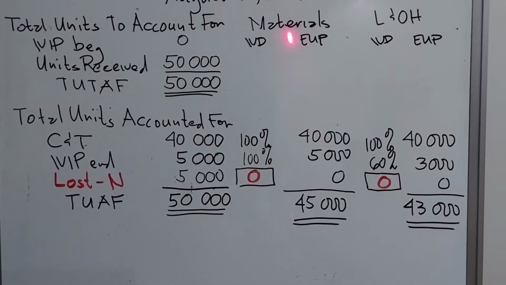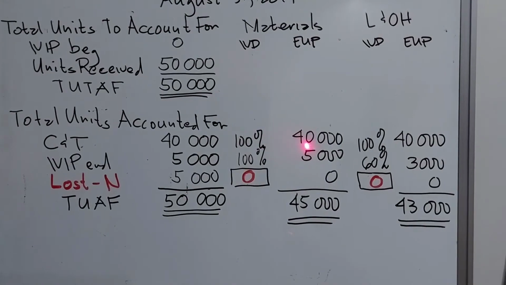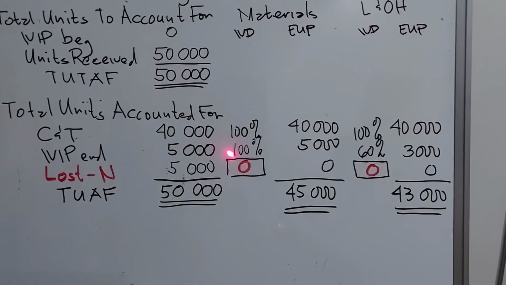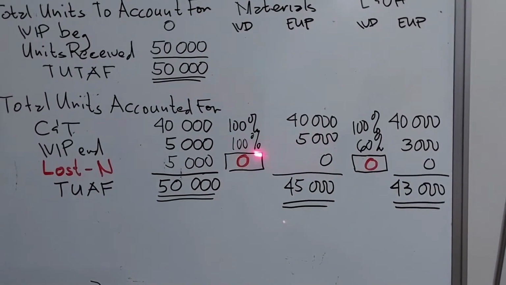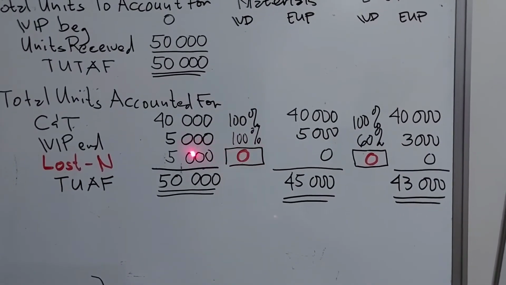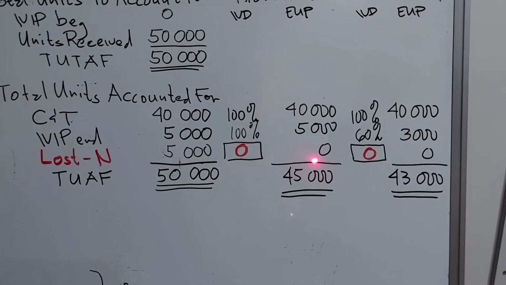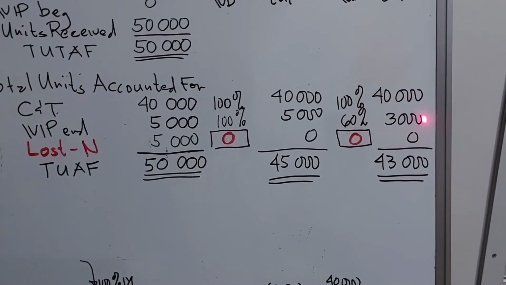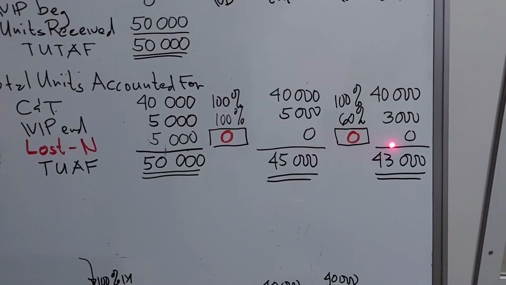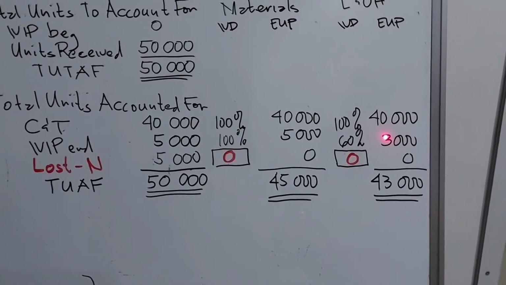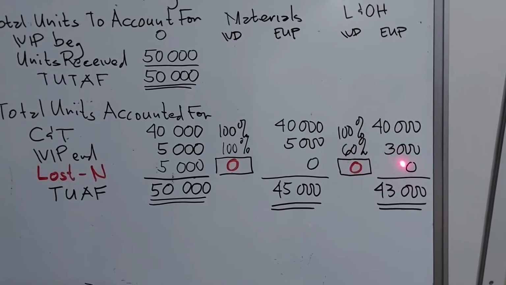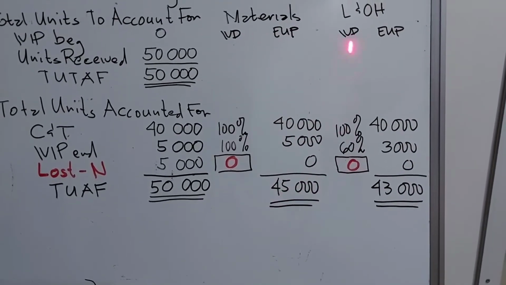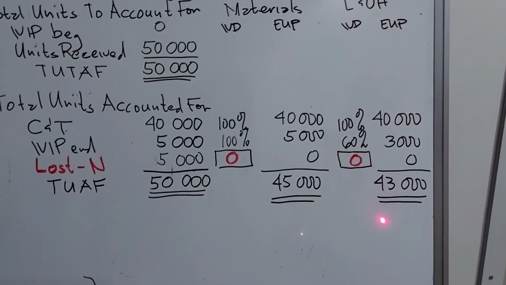So, kaya pagdating dun sa EUP ng material, so completed and transferred 40,000, 100% of 40,000, and 5,000, 100%, 5,000. So, ang loss units natin, 0. So, 5,000 times 0%, so 0. Then, 40,000, 100% of 40,000. 60% ng 5,000 yung labor and overhead ni work in process ending, and then si loss units ay 0. So, kaya ang EUP ng materials, 45,000. Labor and overhead, 43,000. Okay?